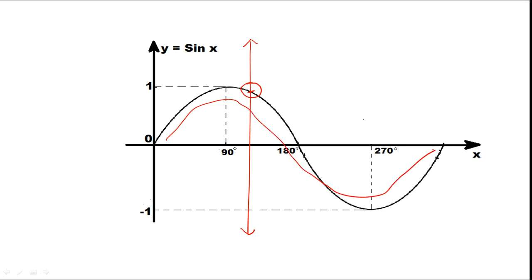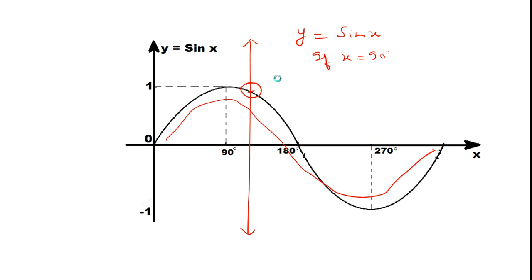So this vertical line is intersecting the curve for the given relationship at a single point only, so it is a function. If I take y is equal to sin x, you assign any value to x, there will be a unique value of y. Suppose you take x is equal to 90 degrees, then obviously you can see that there will be a unique value of y.